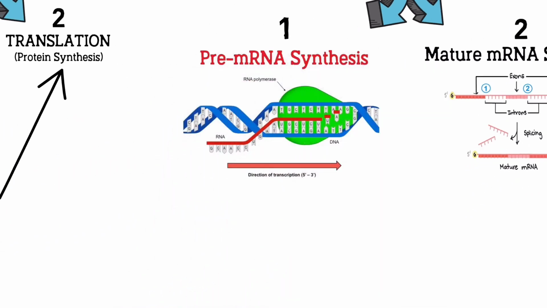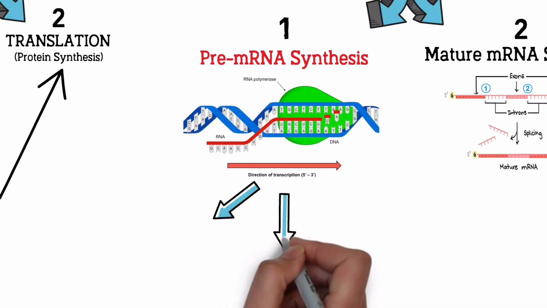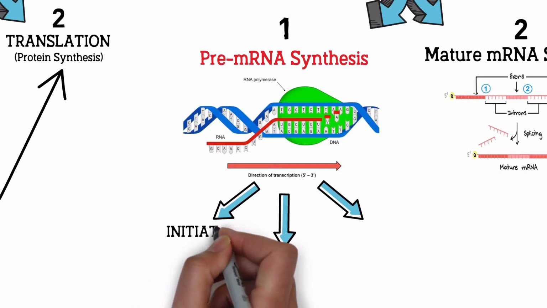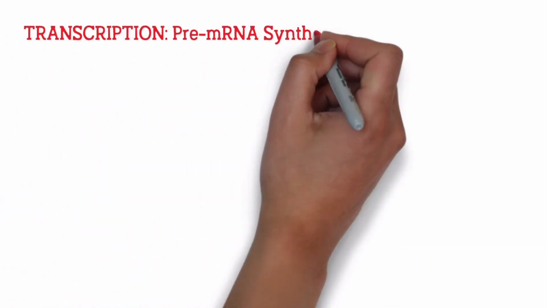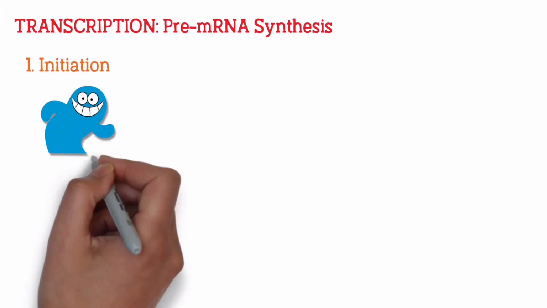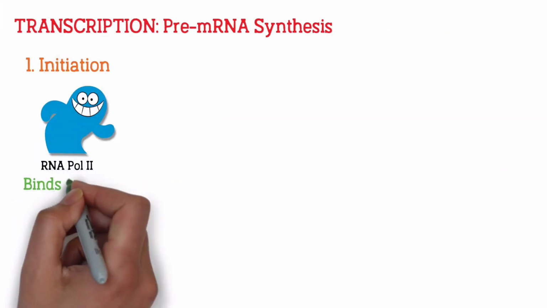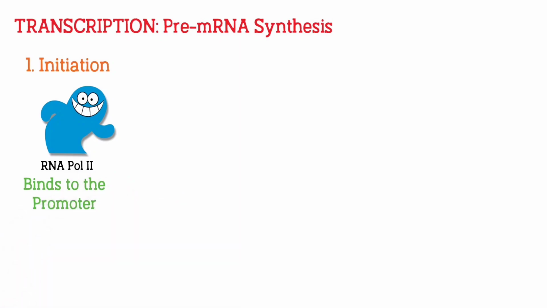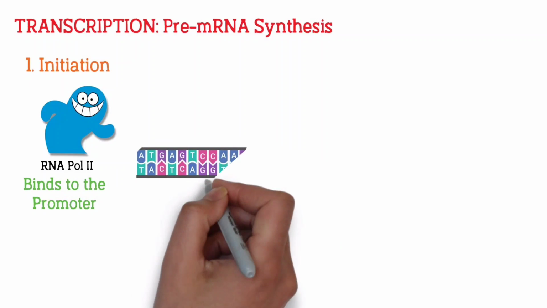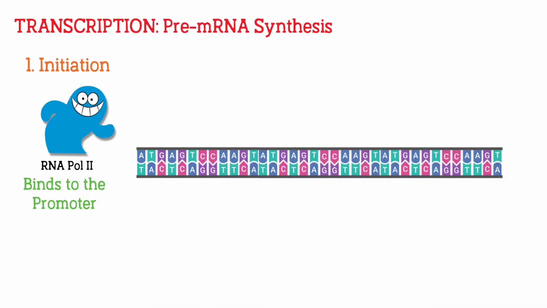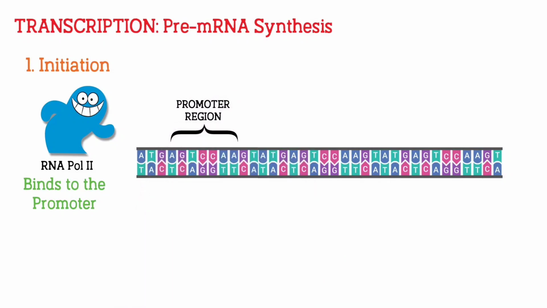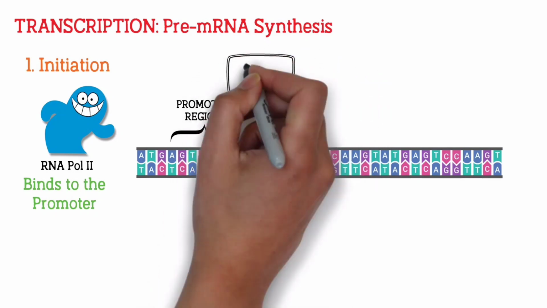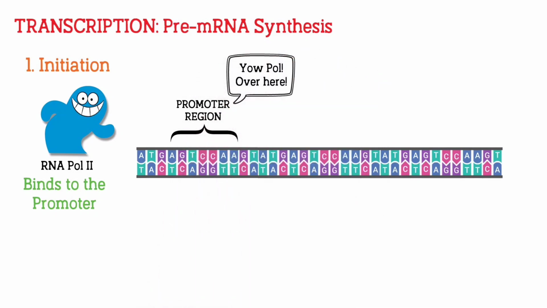So let's look at the first section of this process, which is the formation of the pre-messenger RNA, and is essentially taking place in three steps: initiation, elongation, and termination. The enzyme required for the making of pre-mRNA is RNA polymerase II. RNA polymerase II binds to the promoter region of the DNA. Suppose that this is your gene that needs to be transcribed. At the beginning of the gene, there's a sequence of base pairs known as the promoter region. The promoter region serves as a guide that tells the RNA polymerase II where to attach.